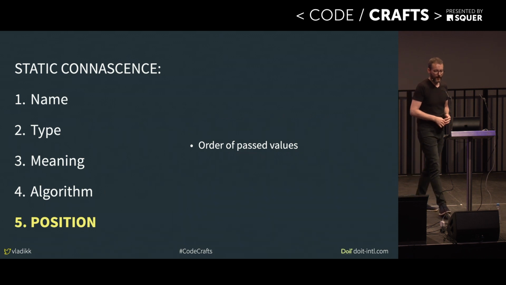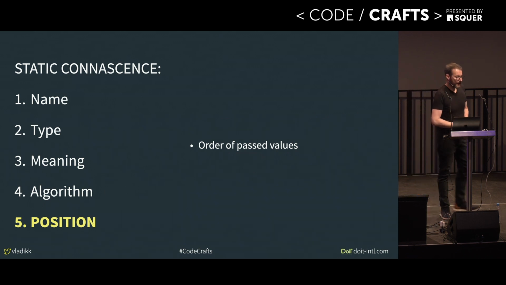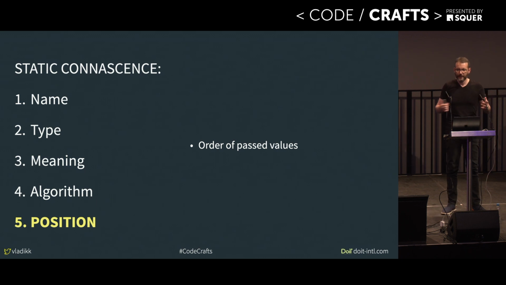Finally, we have connaissance of position. And here, two components are communicating by exchanging arrays of values, where the meaning of each value is dictated by its position in that array. Well, it's really rare nowadays.